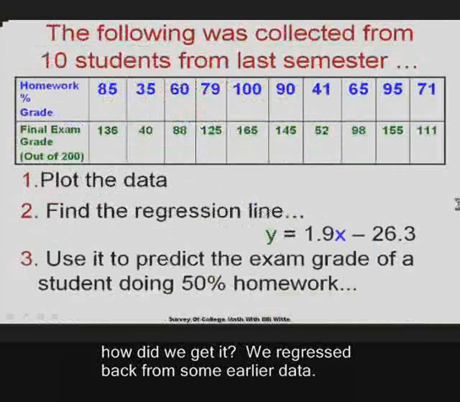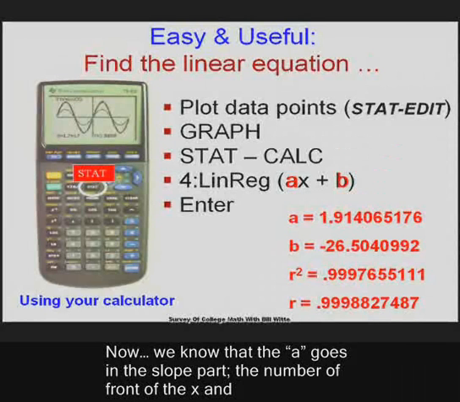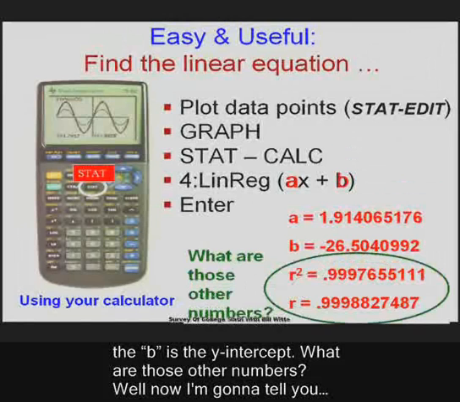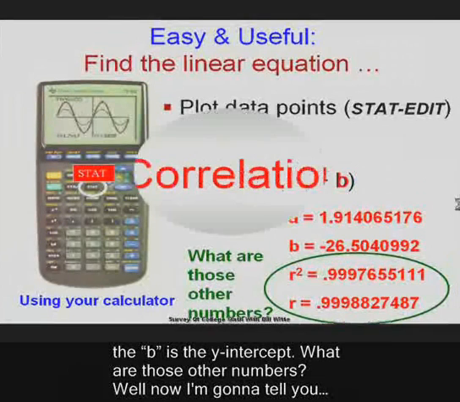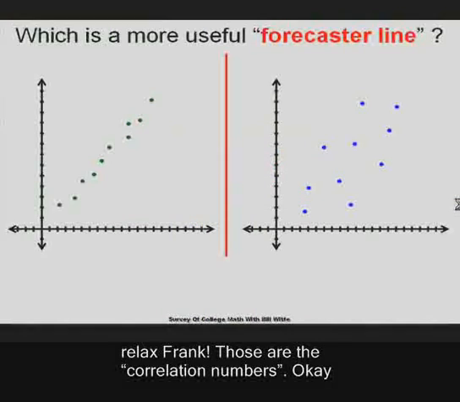Now, hey, Doc, wait! I want to ask you something. We know that the A goes in the slope part, the number in front of the x. And the B is the y-intercept. What are those other numbers? Well, all in good time, my little pretty. All in good time. Relax, Frank. Those are the correlation numbers. Mind telling me what this is all about, mister?